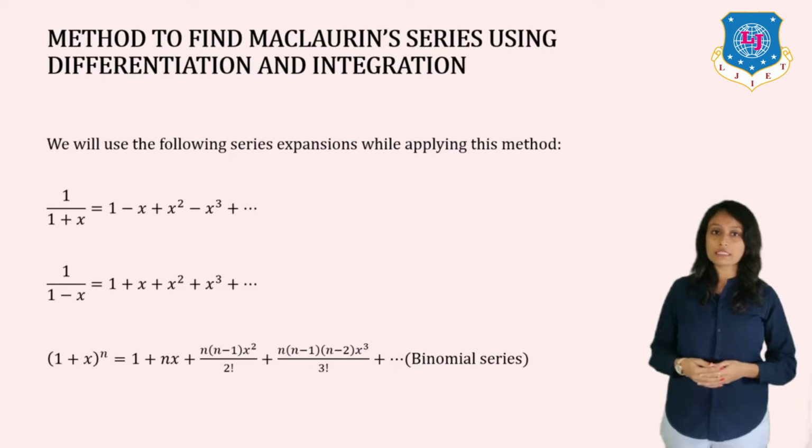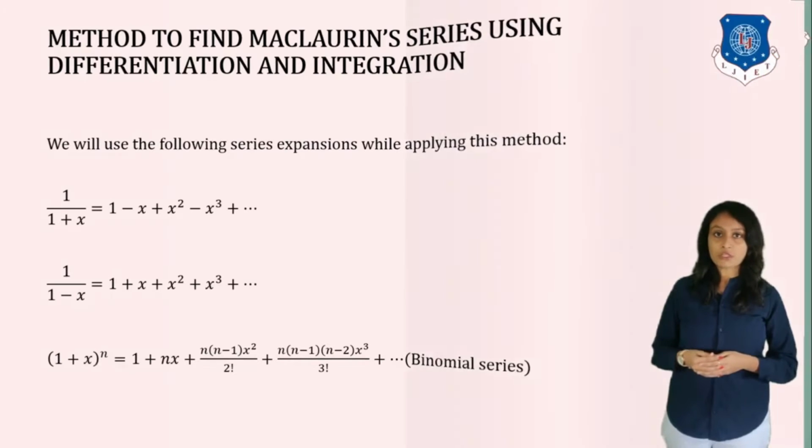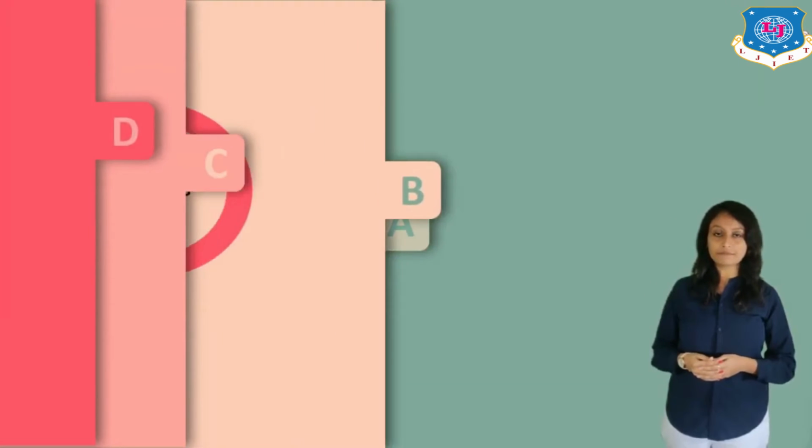1 upon 1 plus x is equal to 1 minus x plus x square minus x cube and so on. And 1 upon 1 minus x is equal to 1 plus x plus x square plus x cube and so on. And the binomial series formula, that is 1 plus x raised to n, is 1 plus nx plus n into n minus 1 x square upon 2 factorial plus so on. So let's move on with the example.